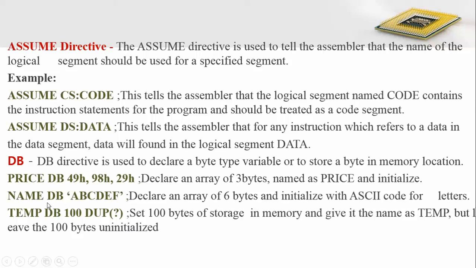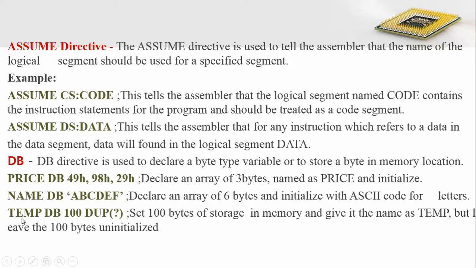Here, NAME DB 'ABCDEF' inside single quotes. That means define bytes. How many bytes? We need to store 6 different characters in total. Here it allots 6 bytes, and in each byte we store these characters respectively. The first byte stores the ASCII of A, then B, C, D, E, F. And these 6 bytes together are named with the user defined name.